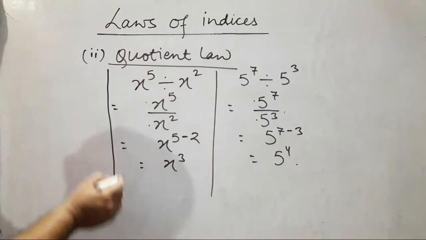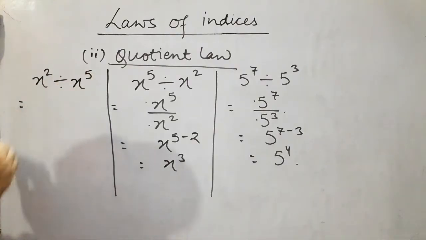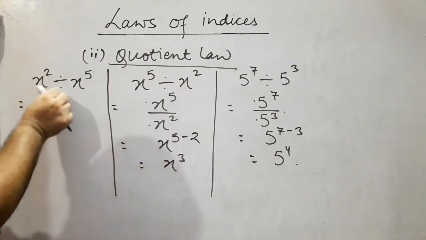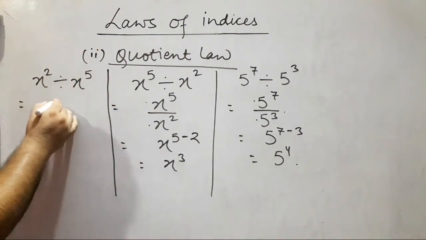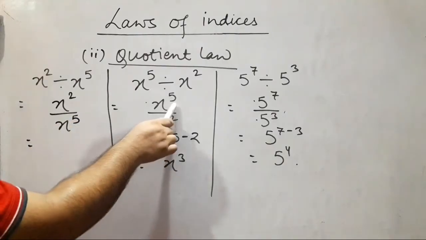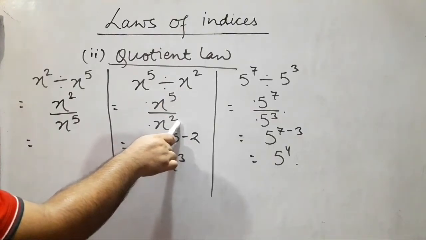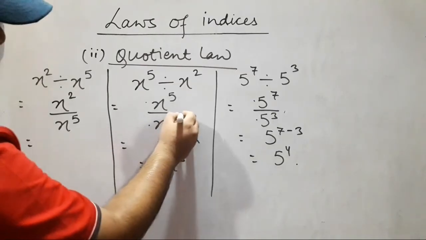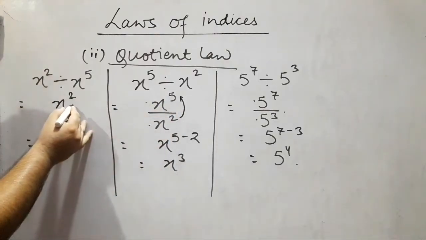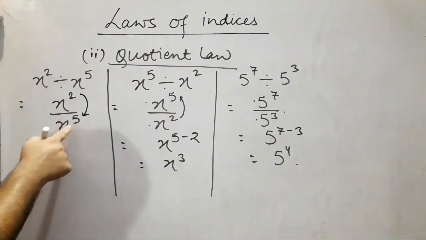Now what shall we do if we get a condition like this, x power 2 divided by x power 5? Here x power 5 was divided by x power 2. Here x power 2 is divided by x power 5. We can write it as x power 2 by x power 5. Earlier the power 5 was greater and in the numerator. Power 2 was smaller and in the denominator, and power 2 was subtracted from power 5. Similarly, here also the power 2 shall be subtracted from power 5.